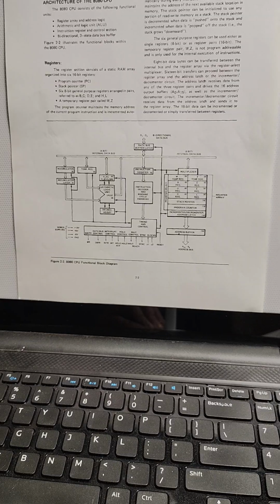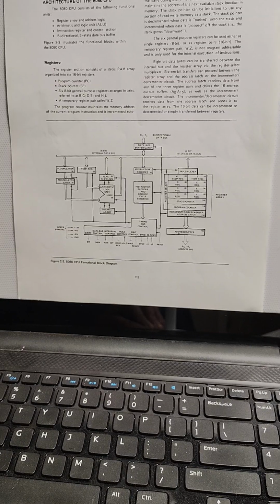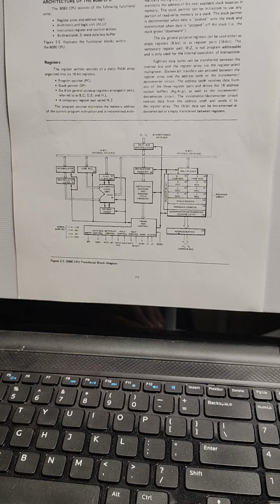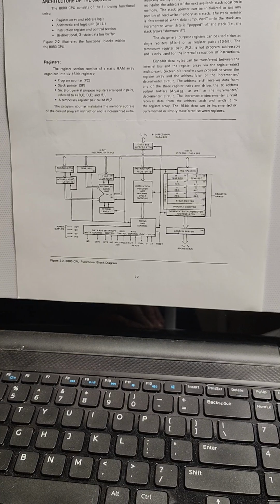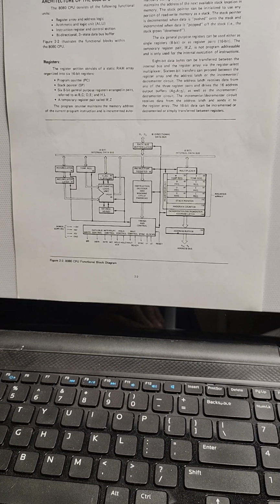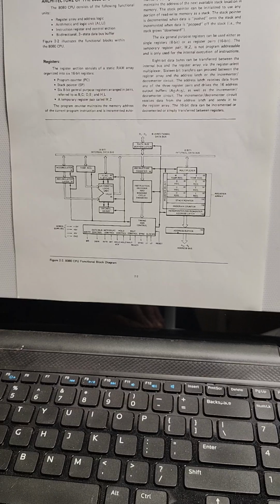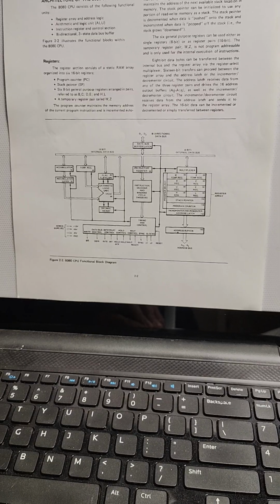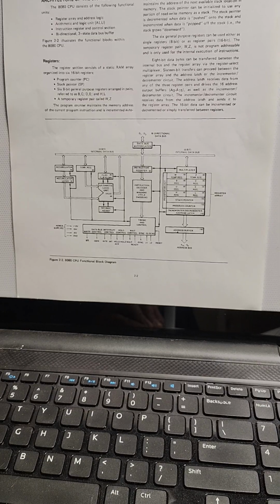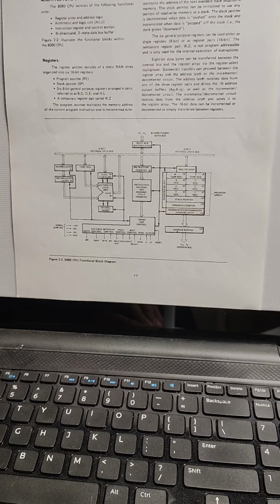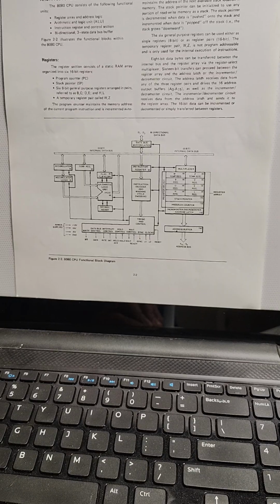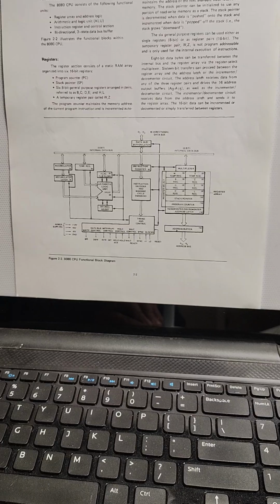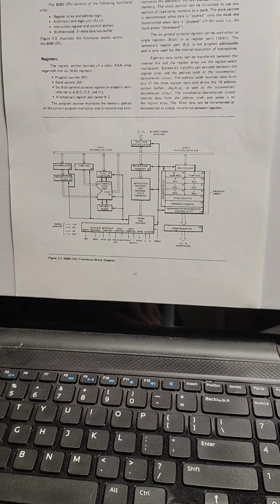There are 7 general purpose registers: the B, C, D, E, H, L, and the accumulator. For 16-bit operations, those 8-bit registers can be paired up: the BC pair, the DE pair, and the HL pair. For the special purpose registers, there's a stack pointer, a program counter, a status register.